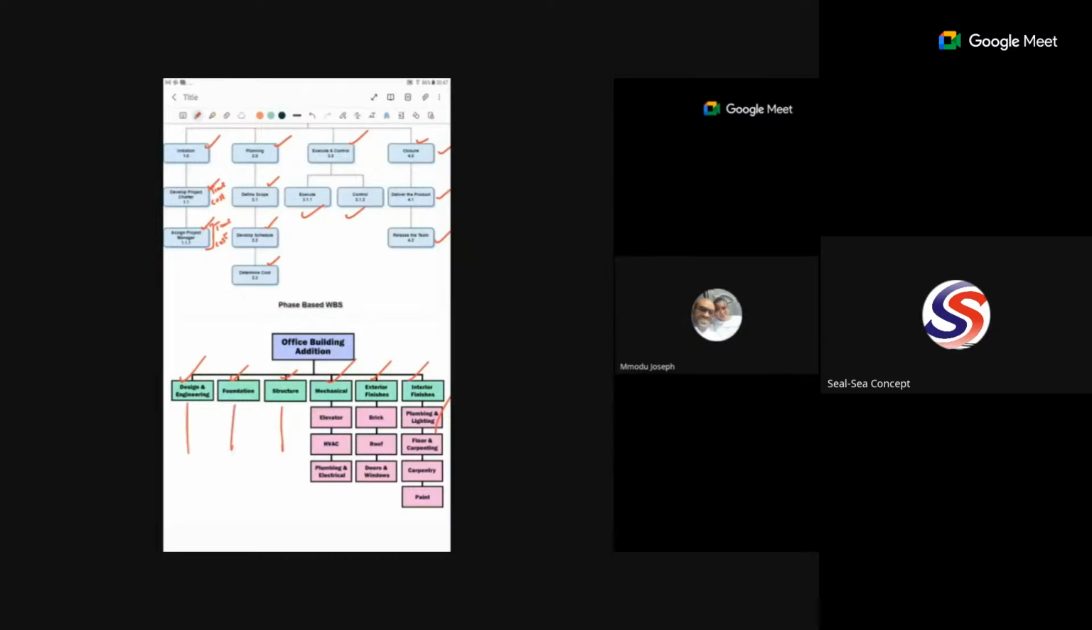But the mechanical work can be further broken down. What are the mechanical works that we need to do in extending this building? There will be elevator, there will be HVAC, that's perhaps the supply, their high voltage supply, and there will be plumbing and electrical. So these are the mechanical works they will carry out. What are the exterior finishing? The bricks, the roof, the doors, and the windows.